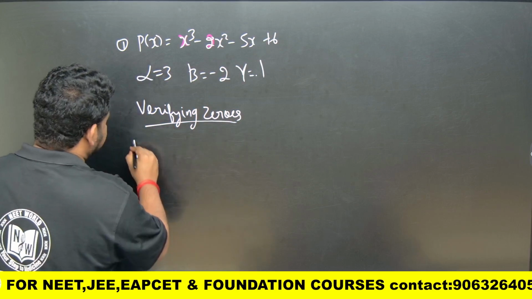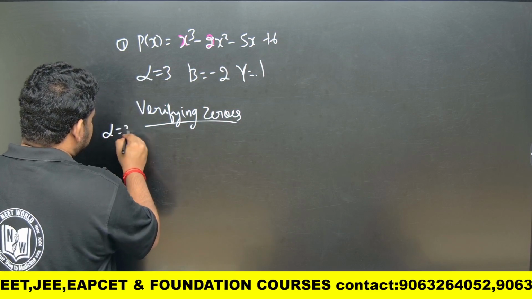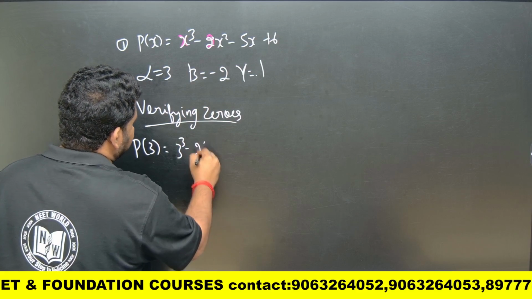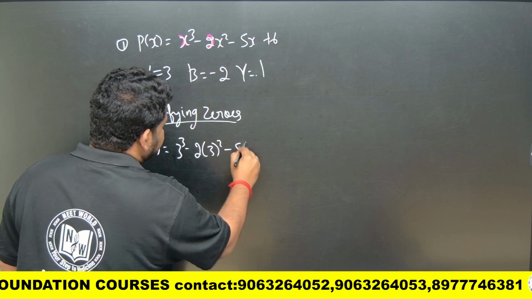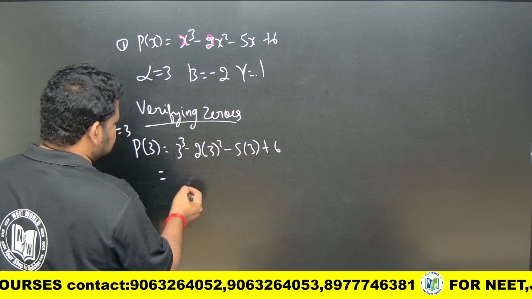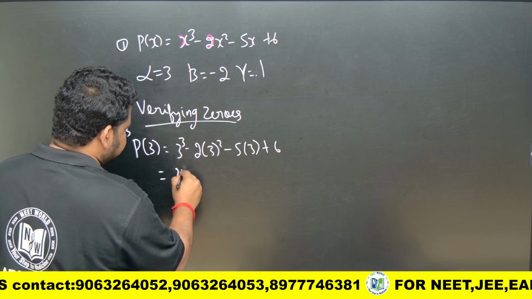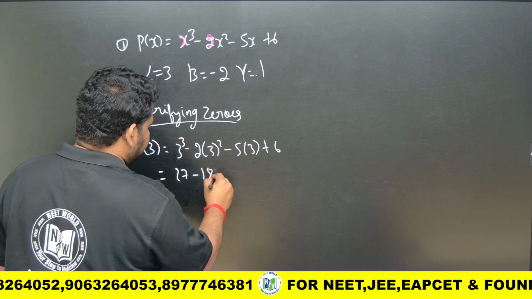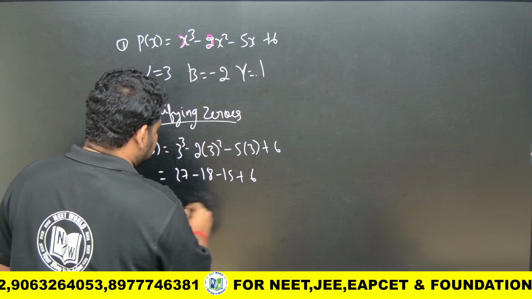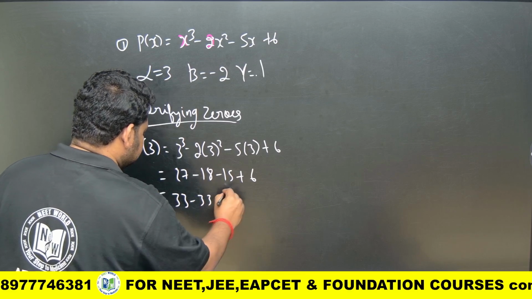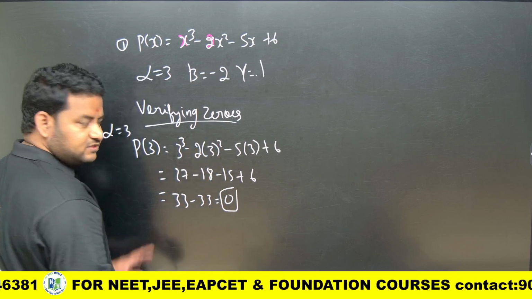P of alpha, that is P of 3, is nothing but 3 cube minus 2 into 3 square minus 5 into 3 plus 6. This should come equal to 0. So 3 cube is 27, 2 into 3 square is 2 into 9 is 18, 5 into 3 is 15, plus 6. This will be 33 minus 33, which is equal to 0. Hence this is verified.